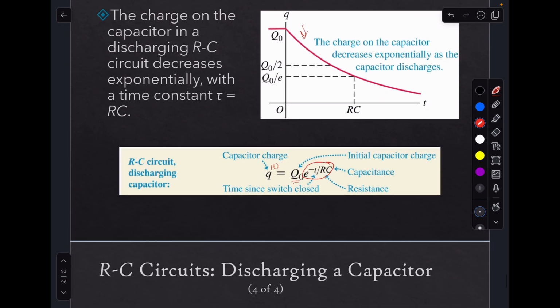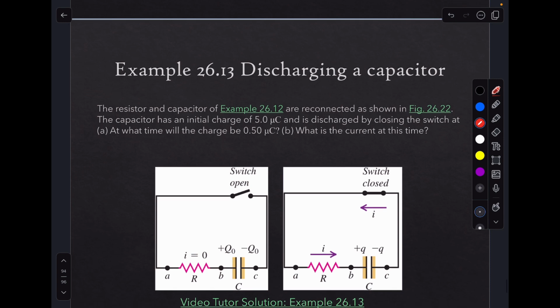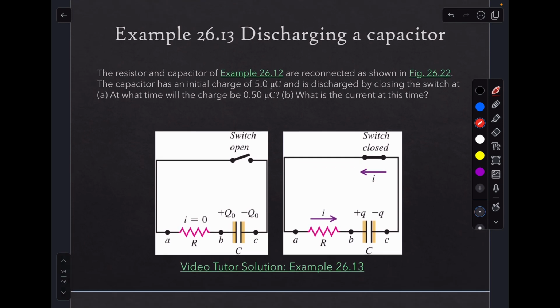So let's do now the discharging capacitor problem here. We're going to use the same resistor and capacitor. So that was 10 mega ohms for the resistor, and 1 microfarad for the capacitor. And the question is, at what time will the charge be 0.5 microcoulombs, if the initial charge is 5 microcoulombs? And then what is the current at this time?